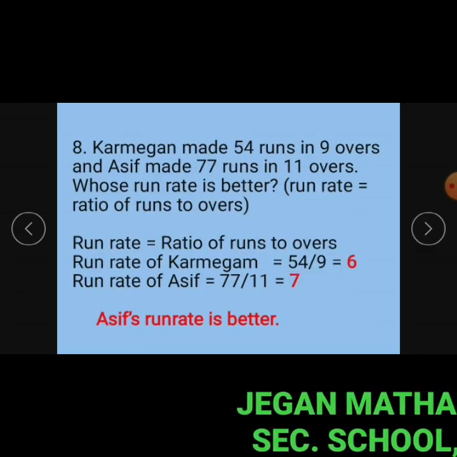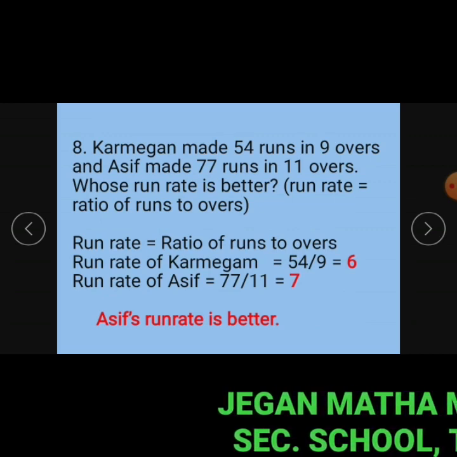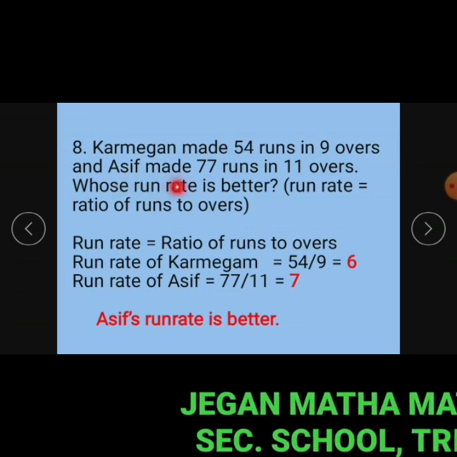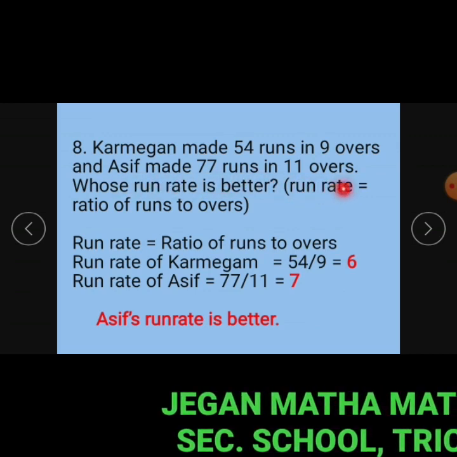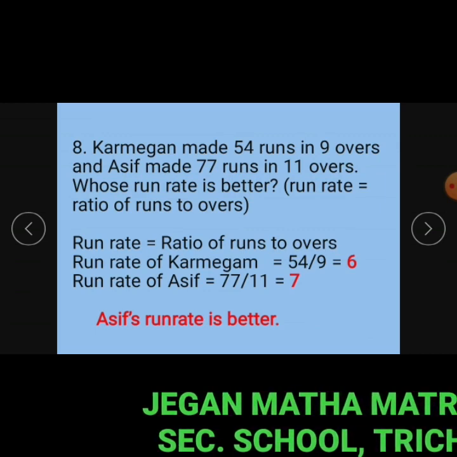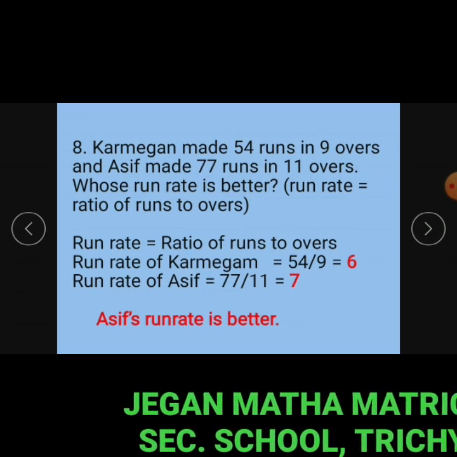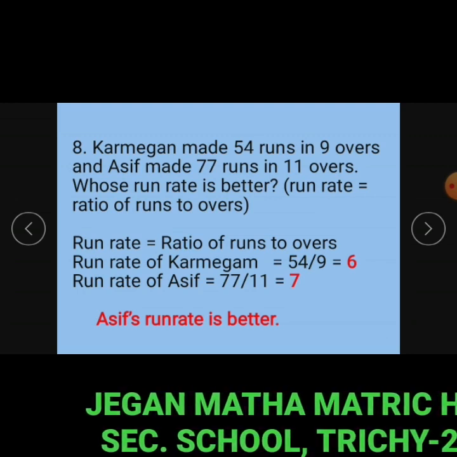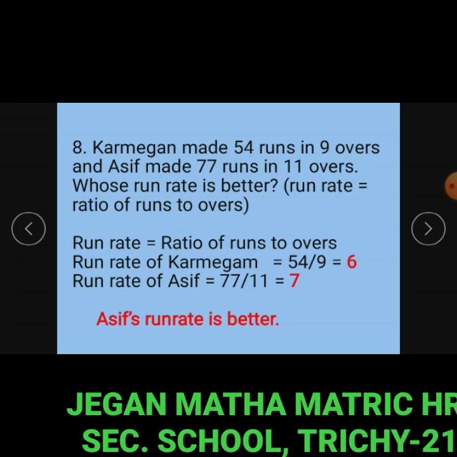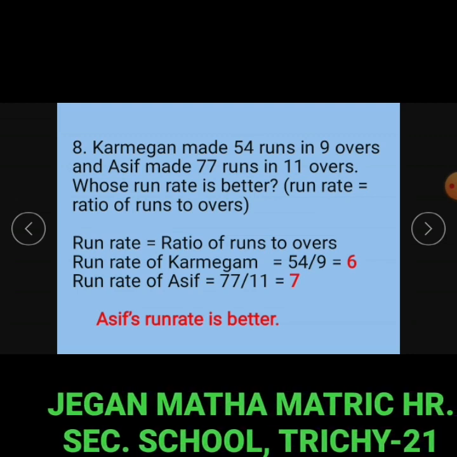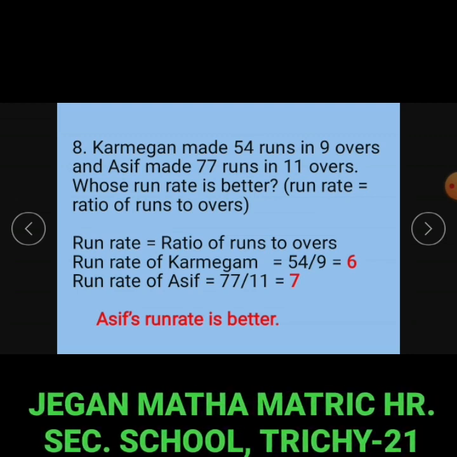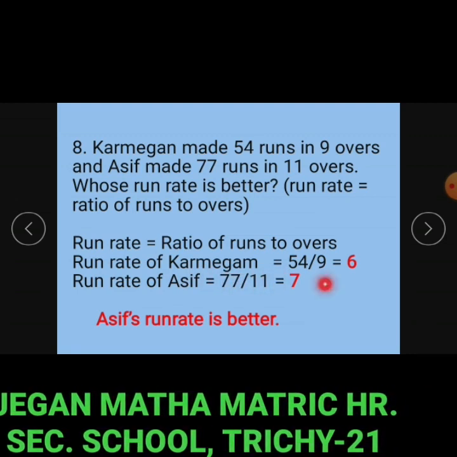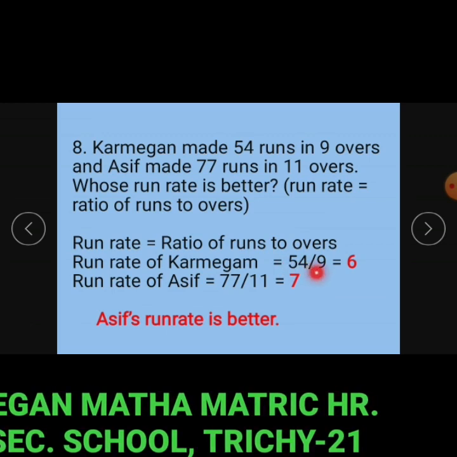Question number 8. Karmugilan made 54 runs in 9 overs and Asif made 77 runs in 11 overs. Whose run rate is better? Here run rate equal to ratio of runs to overs. So run rate equal to runs is to overs. So run rate of Karmugilan equal to 54 is to 9 equal to 54 by 9.